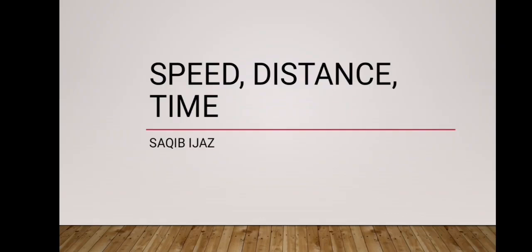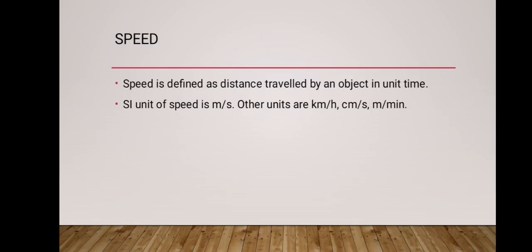So let's start with that. Speed is defined as distance traveled by an object in unit time. The standard international unit of speed is meter per second. The other units that we use are kilometer per hour, centimeter per second, and meter per minute.